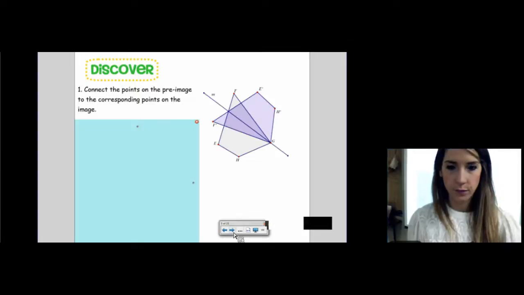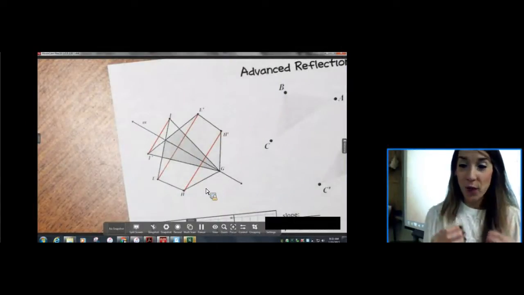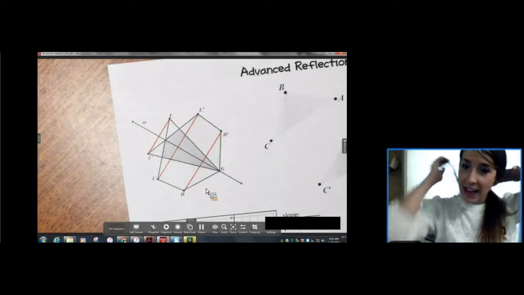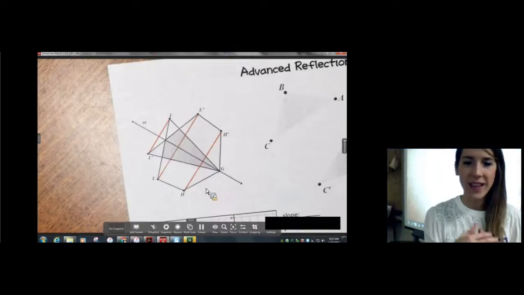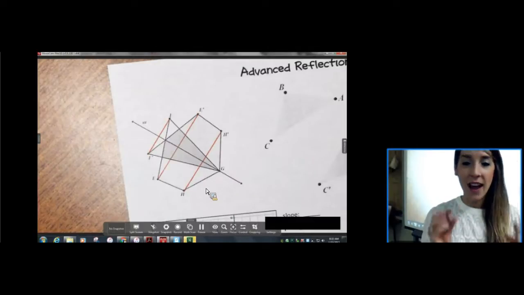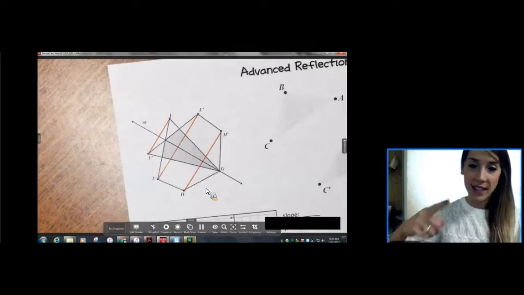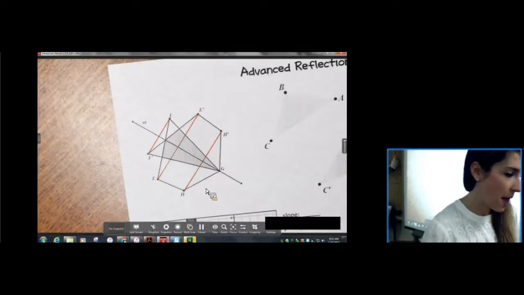Go. Once you have connected the corresponding vertices, I want you to confirm with your tools that line M is what you think it is. What do you think line M is? What do you think it does to those segments? Excellent. Line M is going to be the perpendicular bisector of the segments that connect the corresponding vertices. So let's confirm that with our tools.